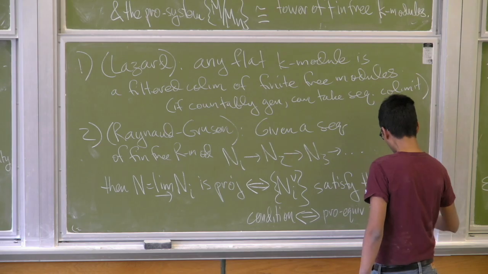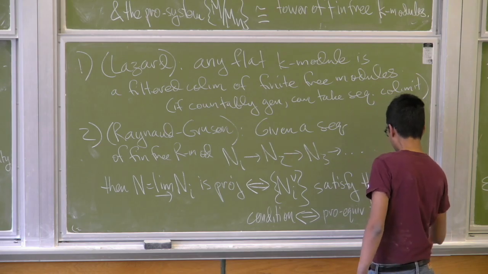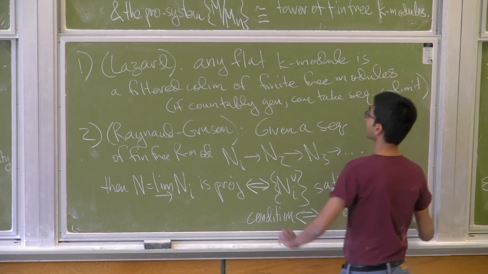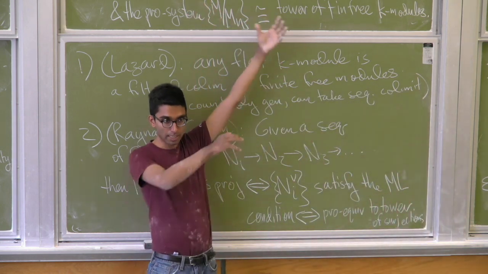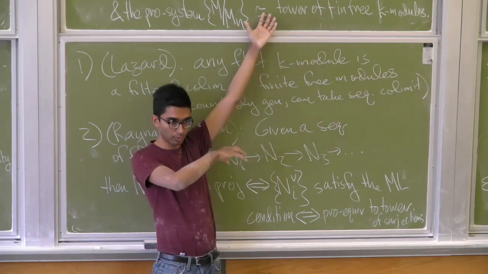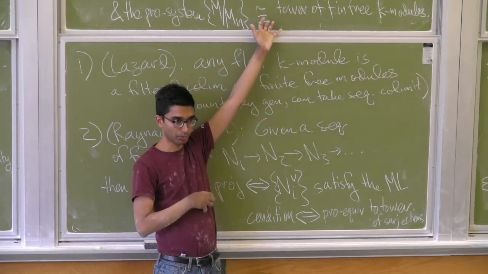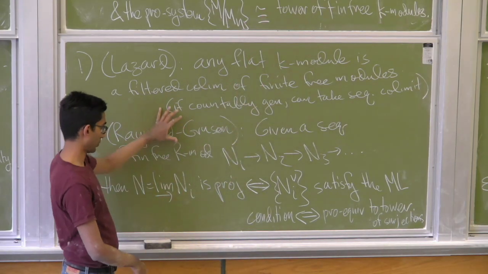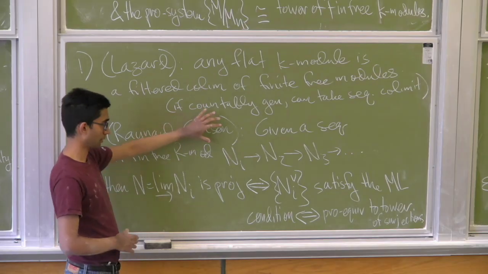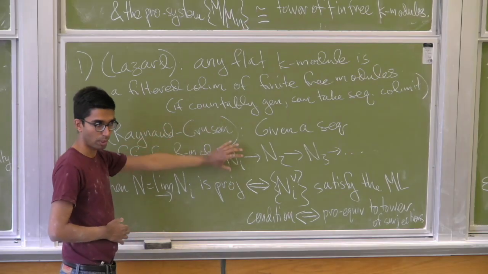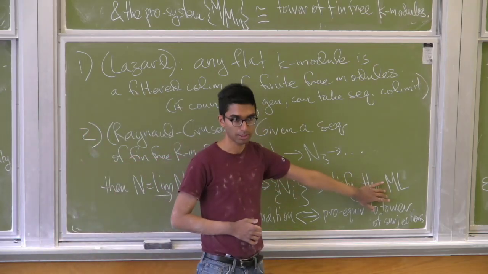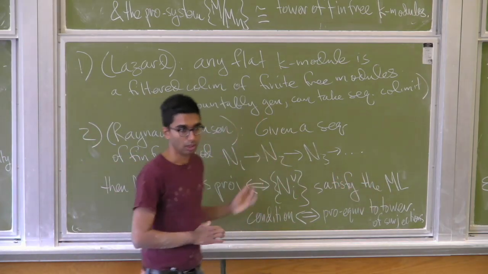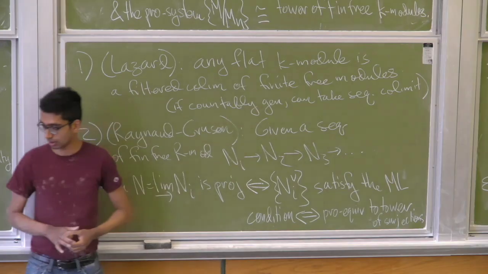Okay, and a tower of surjections, you think of a tower of surjections as a pro-object. That's just the same thing as a complete topological module which has a countable basis of submodules. So this is a theorem that Raynaud and Gruson proved about when, if you have flatness, you get projectivity, and then there's this Mittag-Leffler condition in the countable case. Okay.